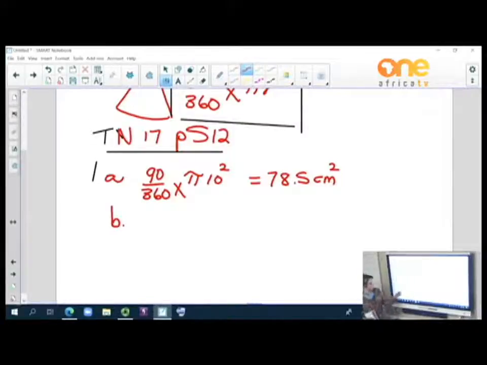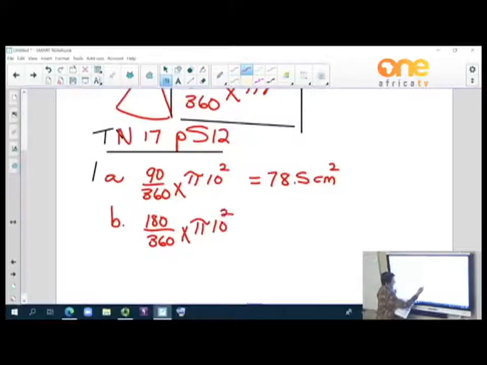Perhaps for some of you who make mistakes, first square, and then you multiply backwards. First square, then times shift pi, times a quarter. Okay? Right. What is the angle at number B? 180 over 360 of pi 10 squared. You're a little bit too quick. What is the answer? 157. So that sector area that you're going to eat is 157 square centimeters.